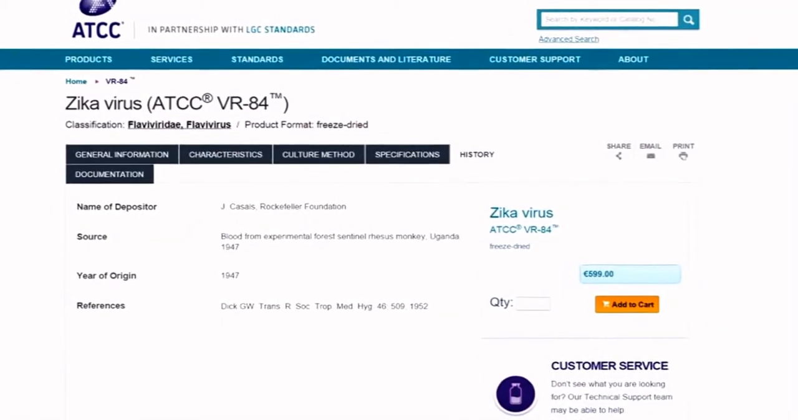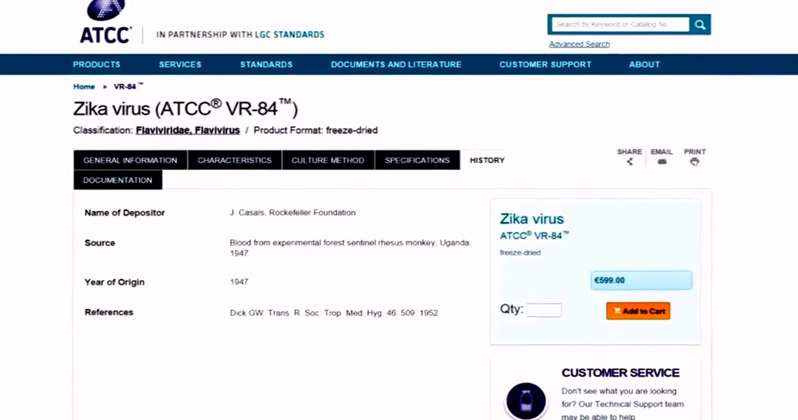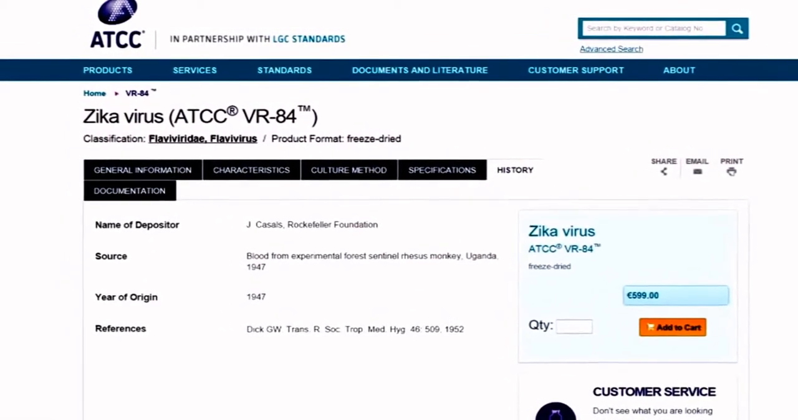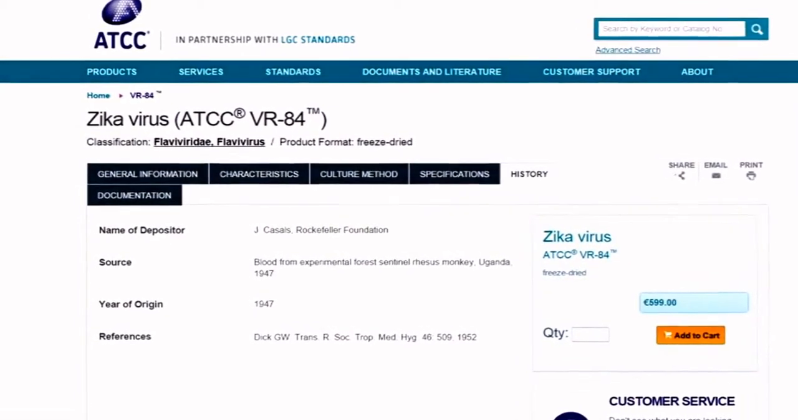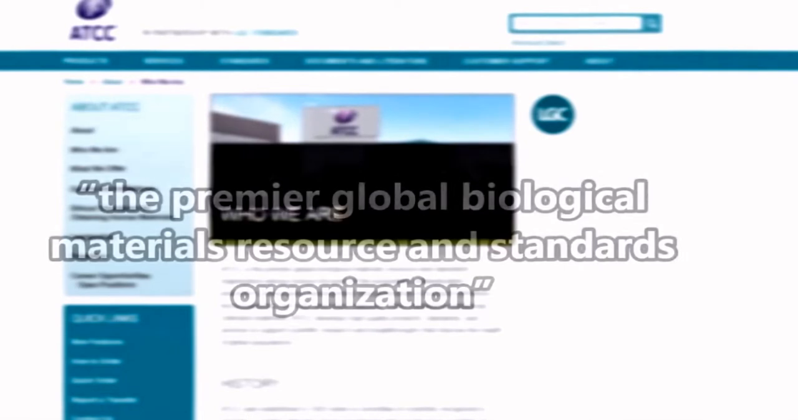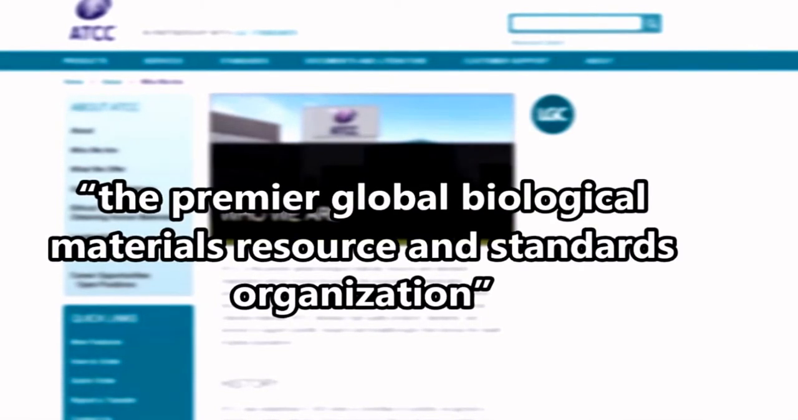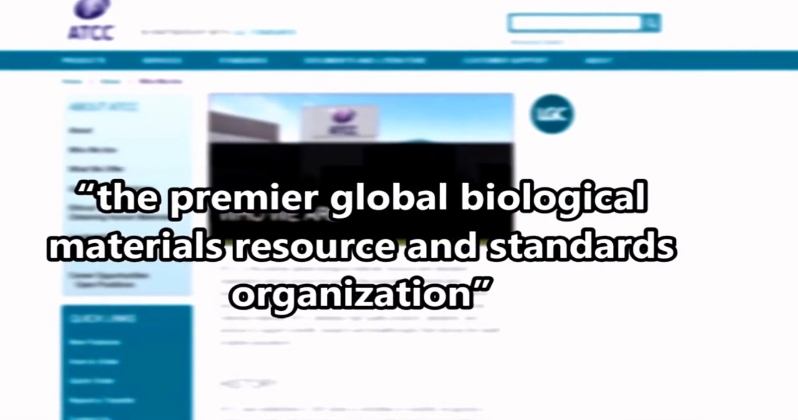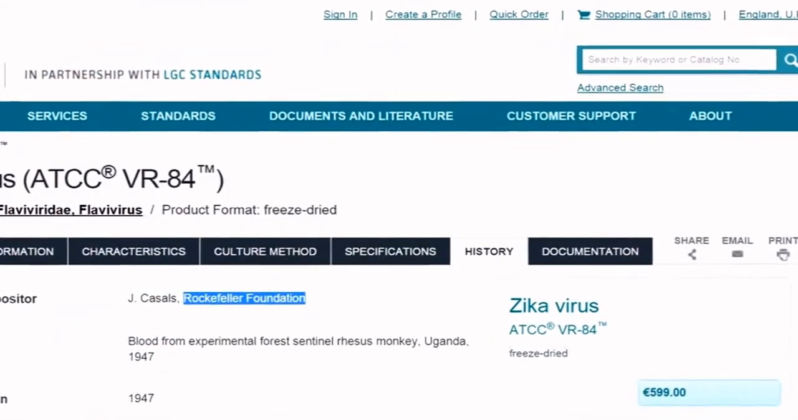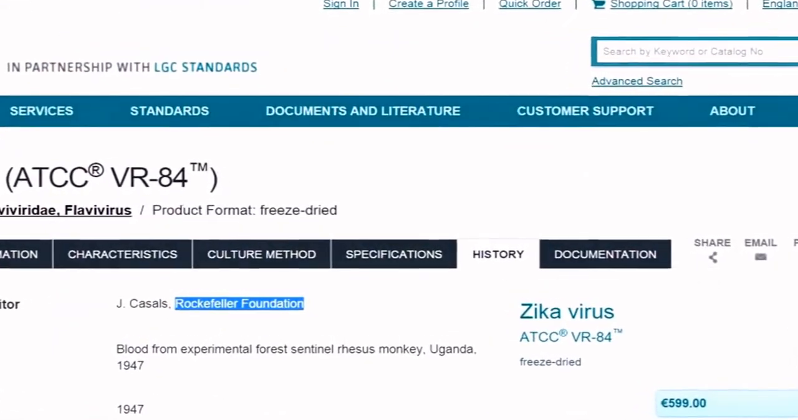The conspiratorial side of the argument also raises the question of the ownership of the Zika virus, with what appears to be a patent of the Zika virus from ATCC, a company that touted itself as the premier global biological materials resource and standards organization. The depositor of the virus, it seems, is the Rockefeller Foundation.